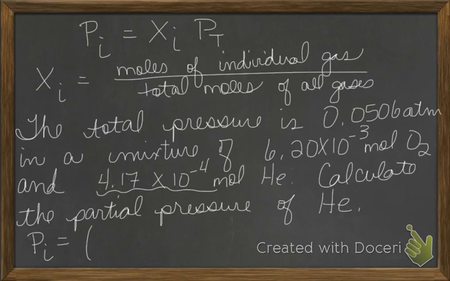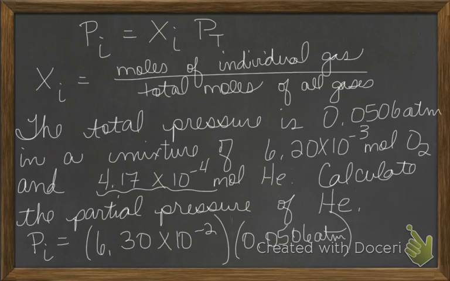The mole fraction for helium is 6.30 times 10 to the minus 2. And mole fractions, I didn't say this earlier, they're unitless because you take moles and divide it by moles. So there's no units on a mole fraction. And I'm going to multiply that by the total pressure. And that will show me that the partial pressure for helium is 3.19 times 10 to the minus 3 atmospheres.